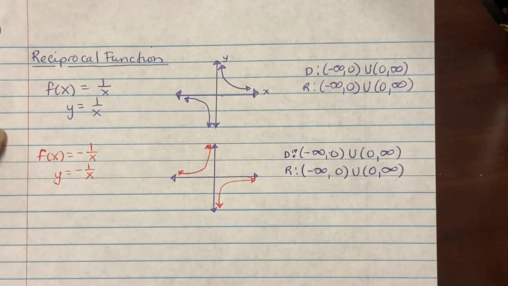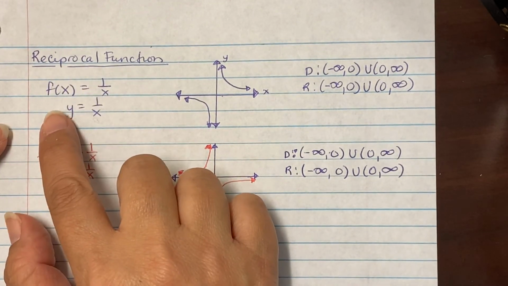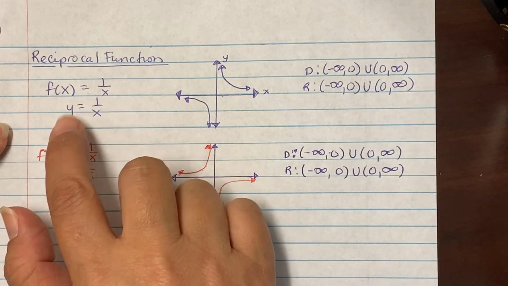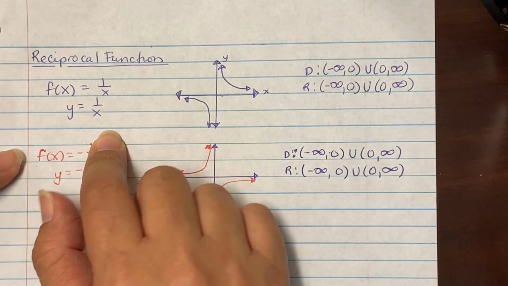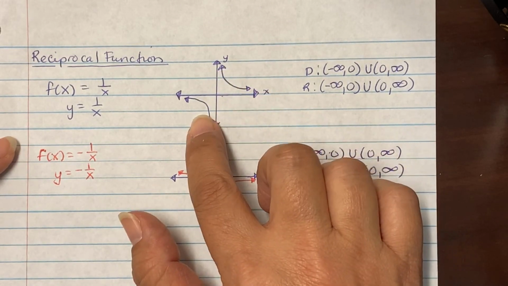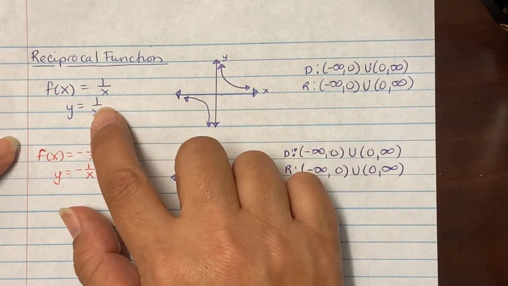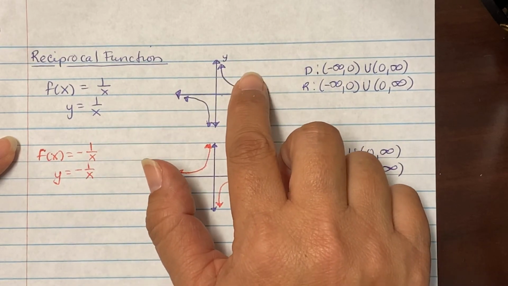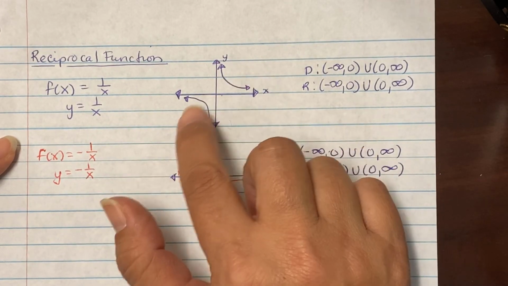The last group of functions are your reciprocal functions. So f of x equals 1 over x, or y equals 1 over x. These will be two graphs on the same graph. You'll see two graph lines. Notice that when it's positive 1 over x, we are in quadrant 1 and quadrant 3.